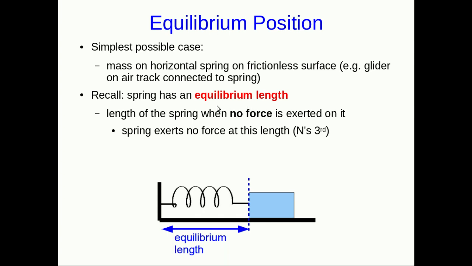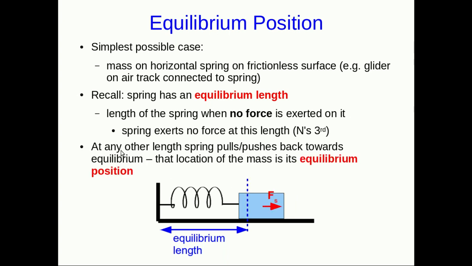And let's just recall from last semester what we mean by that. This is the length that the spring is when no force is exerted on it. And by Newton's third law, that means that when it's at this length, the spring exerts no force. Now, at any other length, the spring always pulls or pushes, as the case may be, back towards the equilibrium.